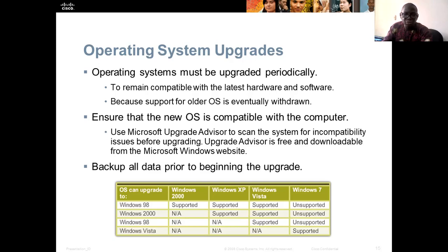Windows 2000, you cannot upgrade Windows 2000 to Windows 7. But you can upgrade Windows 2000 to Windows XP. You can upgrade to Windows Vista, but you can't upgrade Windows 2000 to Windows 7. And that means you cannot also upgrade to Windows 8 and Windows 10. The same thing with Windows 98. So Windows 98, then Windows Vista.